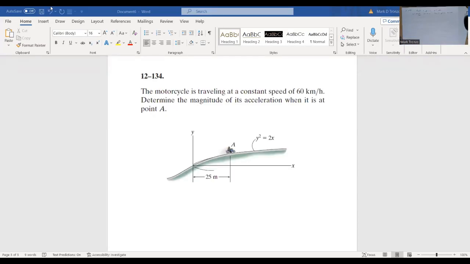Next, let's take a look at this problem, 12-134. 12-134 says the motorcycle is traveling at a constant speed of 60 kilometers per hour. Determine the magnitude of acceleration when it is at point A. So once again, the path of the motorcycle is given as y squared is equal to 2x. And also the point that we're interested in is given. Notice that it's 25 meters, so x is going to be equal to 25.